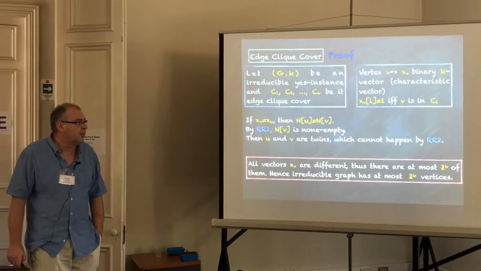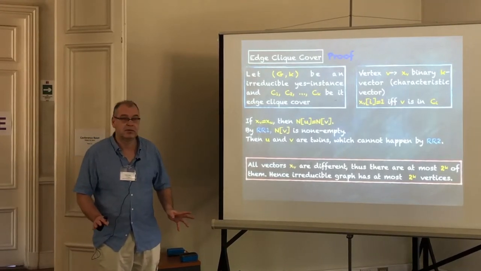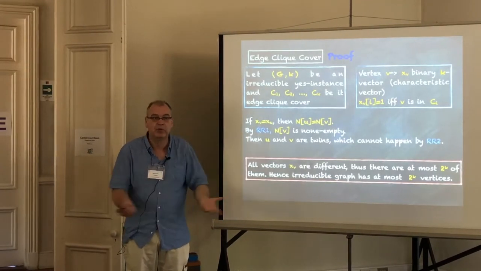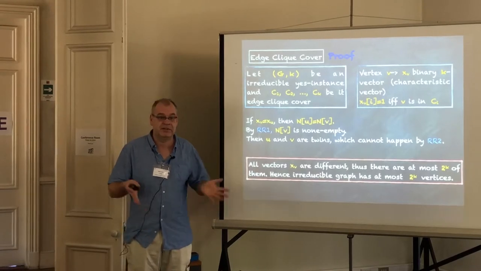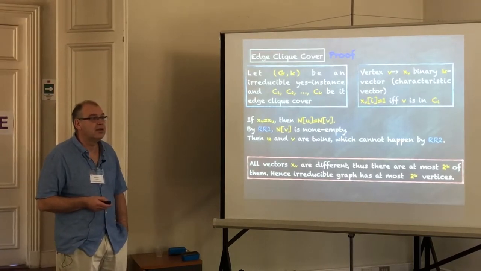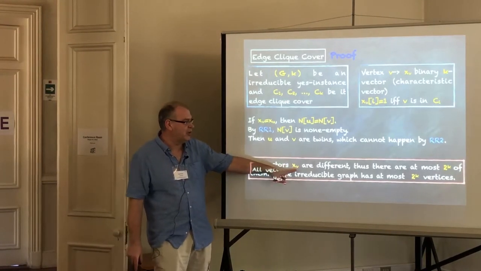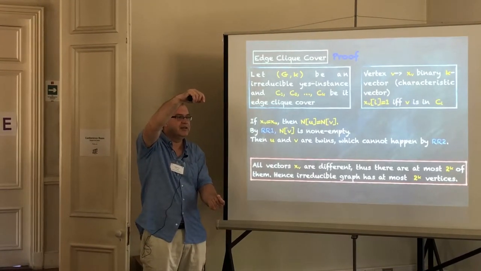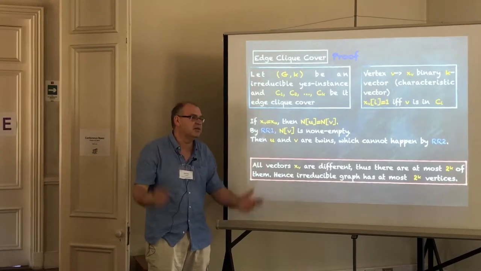So this means that, because of the reduction rules, all vectors should be different. But I have binary vectors in dimension k, so I have at most 2 to the k different vectors. This means that the number of vertices in my graph is at most 2 to the k. That's a nice trick. Can you repeat that? So we showed that all vectors are different, and these are binary vectors of dimension k. How many different binary vectors of dimension k can there be? 2 to the k, right?